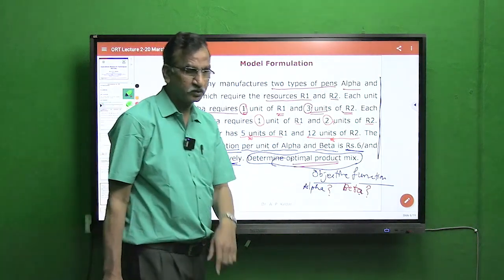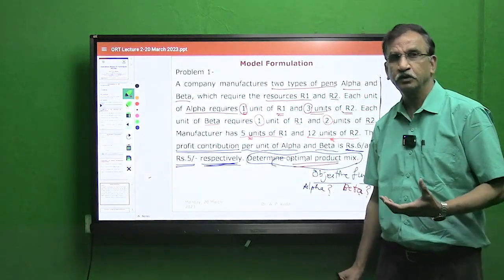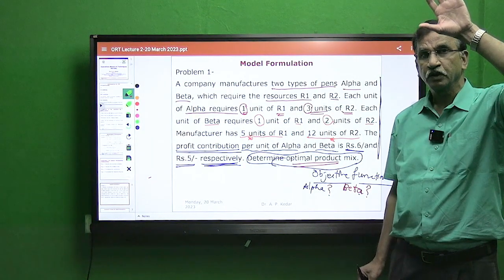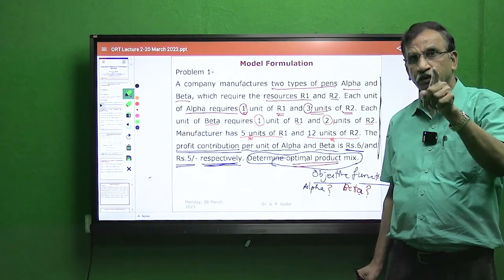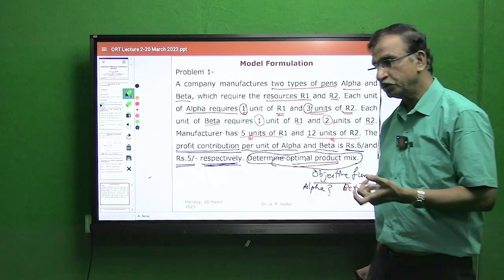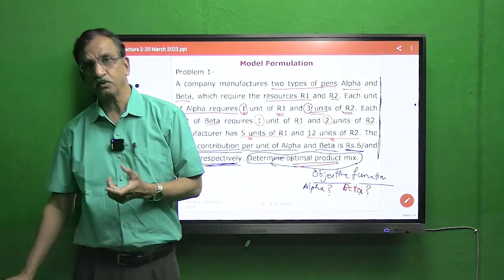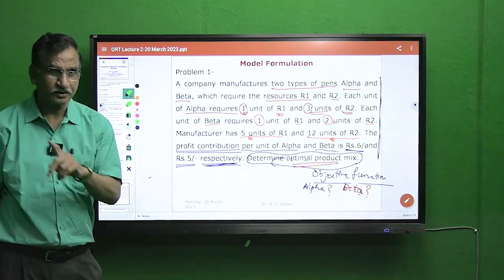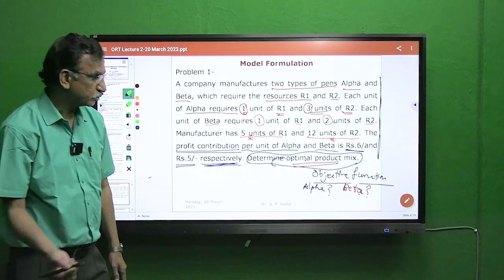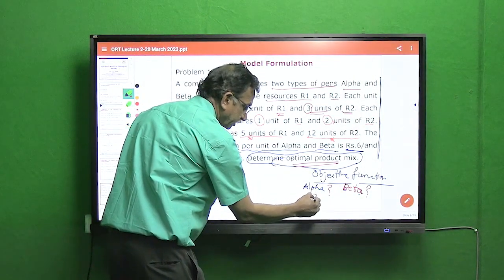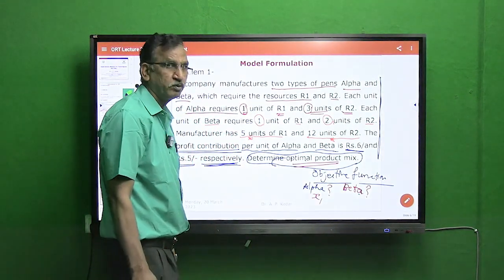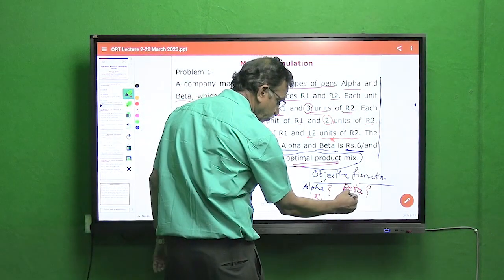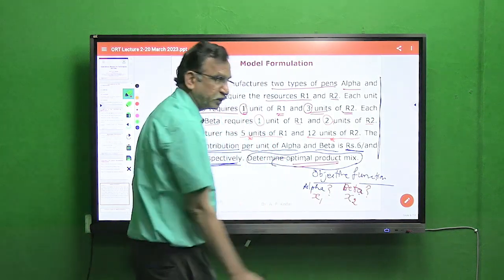Now remember one thing, students: whenever you are stuck in any given situation, where you want to find something and your starting point is the question "how much to", what you have to do is start from your assumption, and in assumption we write "let". We assume something. So what we will do: let x1 be the quantity of alpha pens to be produced, and x2 be the quantity of beta pens to be produced.